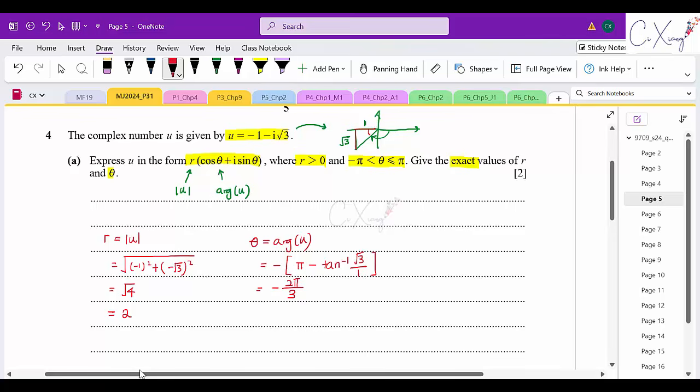Then I rewrite my answer for u in terms of the modulus-argument form, where it will be equal to 2, then I'm having cos theta plus i sin theta.